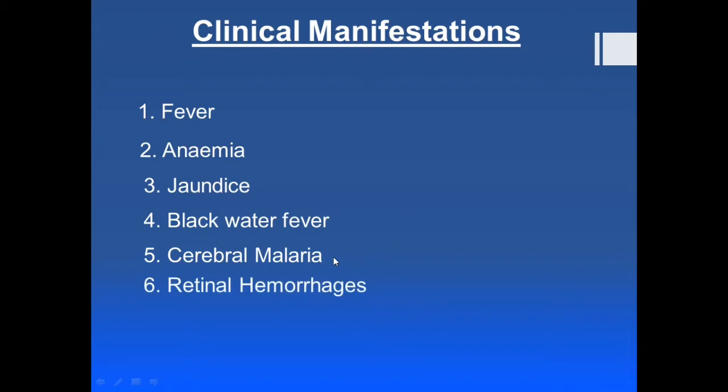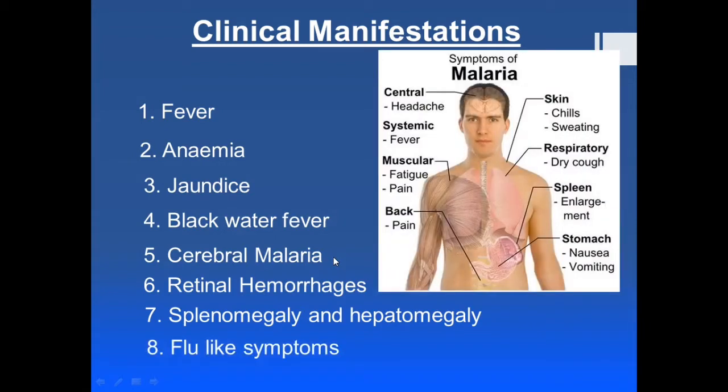The next thing is retinal hemorrhage, which may develop by the same phenomena. The next thing is splenomegaly or hepatomegaly. Due to the large number of parasites in the blood, or due to this parasitemia, there is a hyperplasia of the reticuloendothelial system, resulting from the increased activity in order to deal with the Plasmodium. So as a result splenomegaly occurs, and hepatomegaly is also seen. And the next thing is the flu-like symptoms, meaning headache and nausea, vomiting. So these are also present in it.